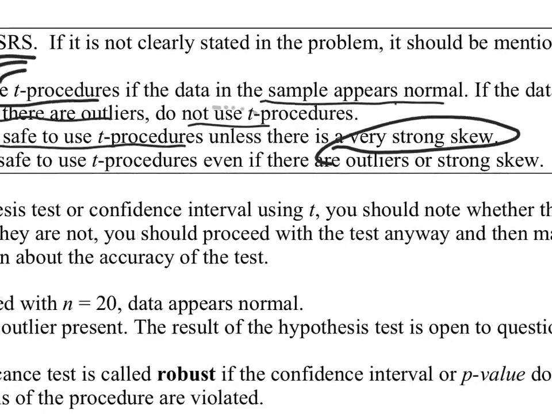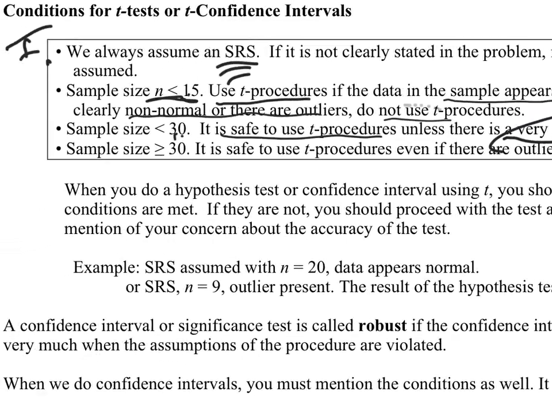If one of these rules isn't met, then we just don't do the test at all? In the real world, you have the right not to do the test. But for me and for the AP test, you're still going to do the test, but you're going to document the problems. You're going to let them know, hey, you didn't mention SRS, I'll assume it. Hey, my sample size is only 13, and it looks somewhat skewed. I'm going to run the test, but I'm going to question the results.